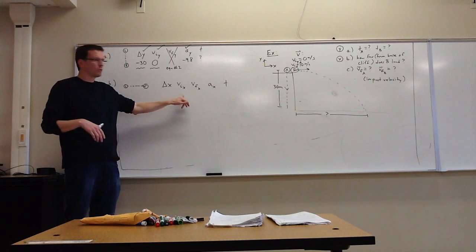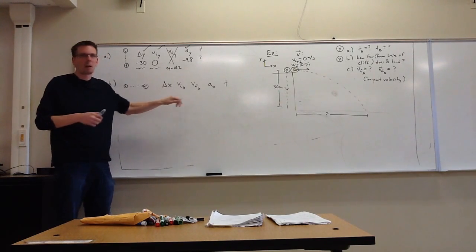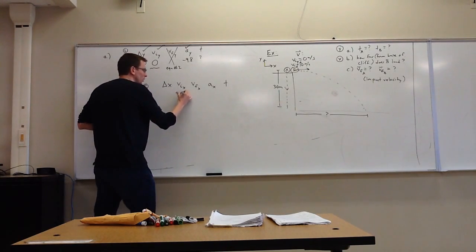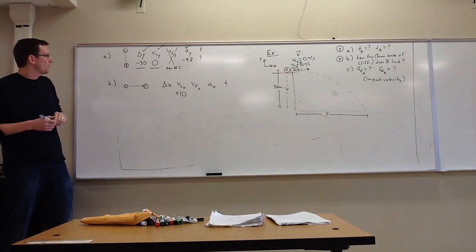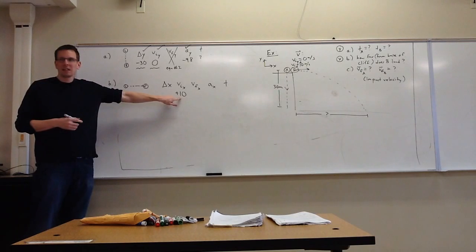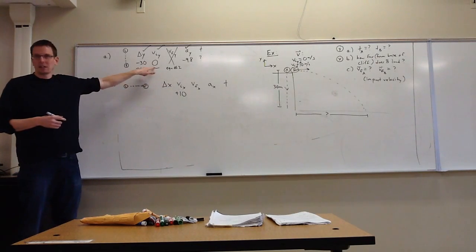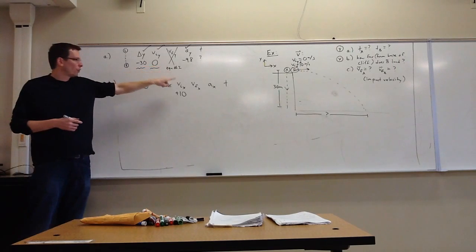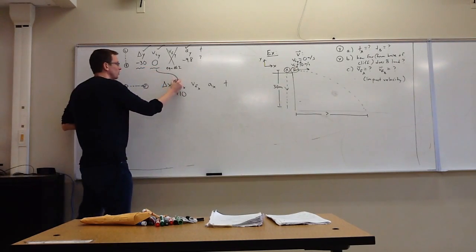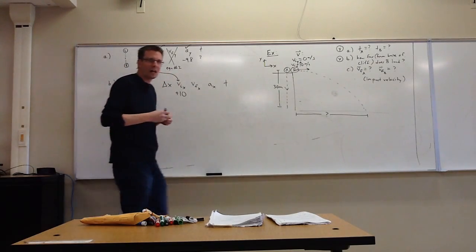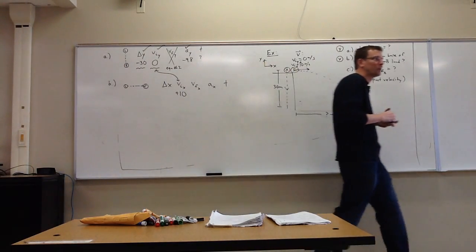Okay, so what's the initial x velocity? Plus 10. Right? So there you see it. Your initial velocity for ball B is plus 10 in the x and 0 in the y. Okay? It has no y velocity to start with. It has only x velocity to start with. So make sure you understand why the x and y components are different.